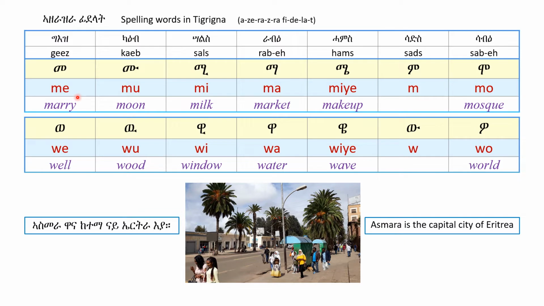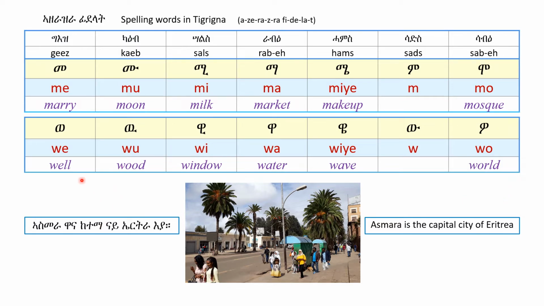In the lesson 6, we have learned how we spell words in Tigrinya. Me, mu, mi, ma, mie, m, mo. We, wu, we, wa, we, wo, with their Tigrinya names.